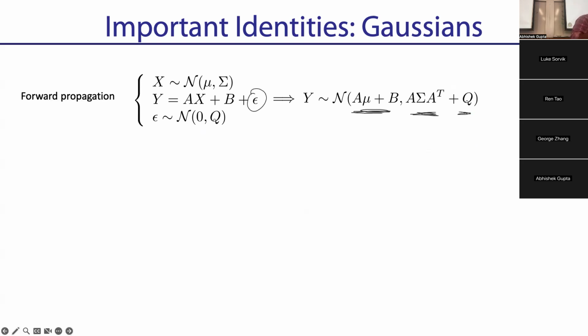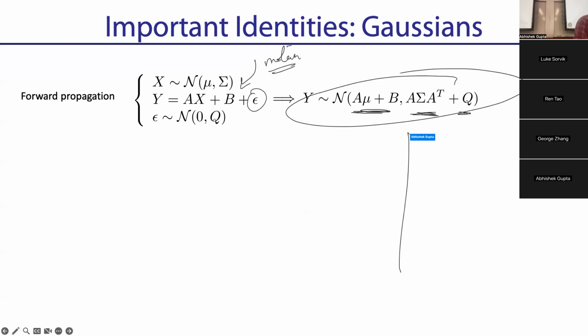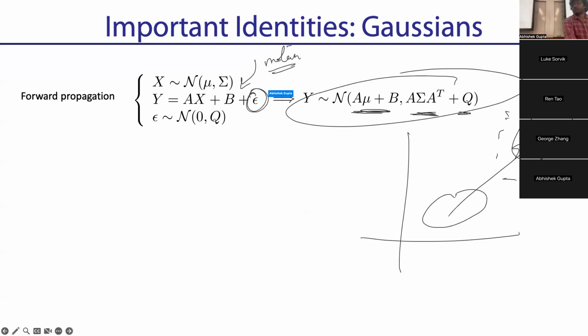The foreshadowing here is that this is going to be your motion model, and this identity is going to help you figure out the predictions in your Kalman filter. Intuitively, you can think of it as the ellipse moving somewhere else and then becoming a little wider because of the extra noise you had, plus some scaling terms because of A. Any questions? Okay, so that part makes sense.